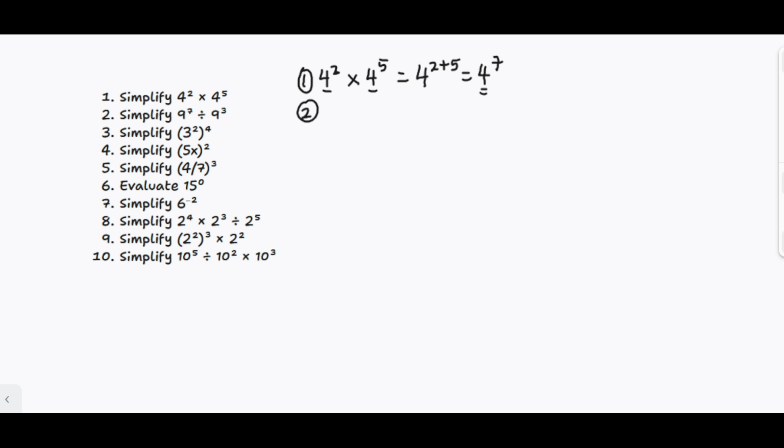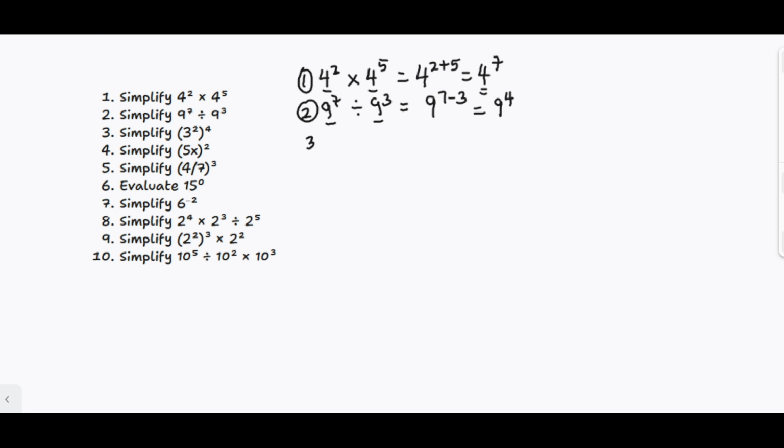Then question 2, we have simplify 9 raised to the power 7 divided by 9 raised to the power 3. The rule says when dividing numbers of the same base, simply subtract their indices. So we have 9 raised to the power 7 minus 3, which will give us 9 raised to the power 4. That's our final answer.